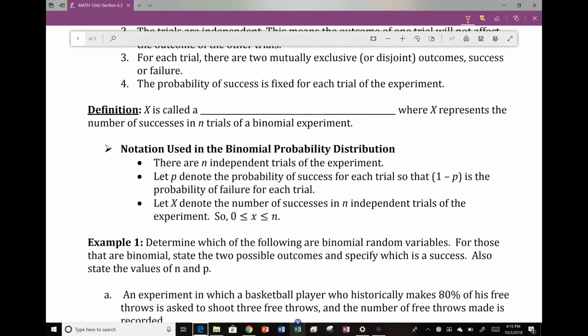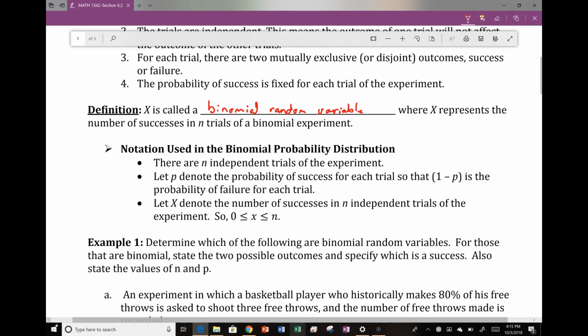So X is going to be called a binomial random variable. The binomial random variable is going to be represented by X. It is what we're looking at. It's the number of successes in the trials. So we have to identify what is a success and what is a failure in each trial.